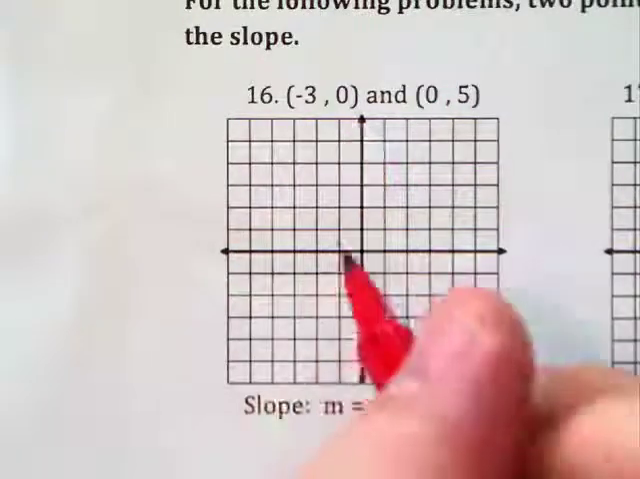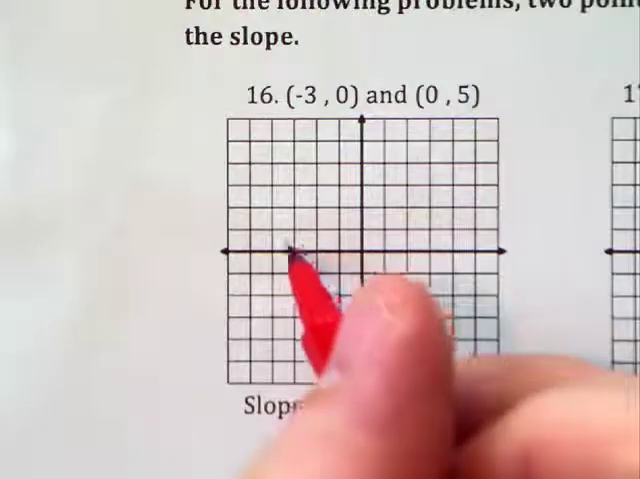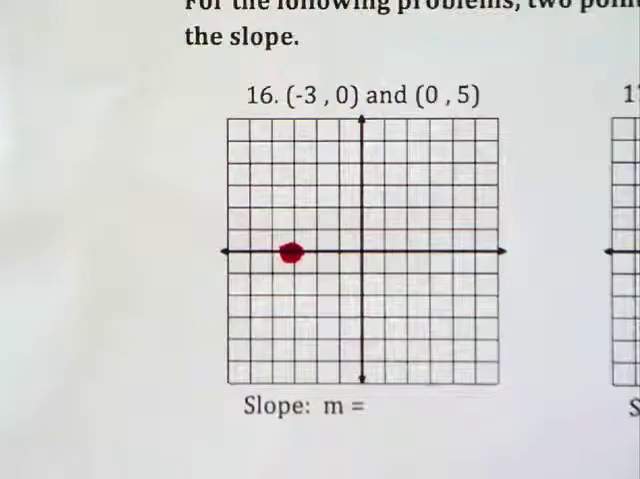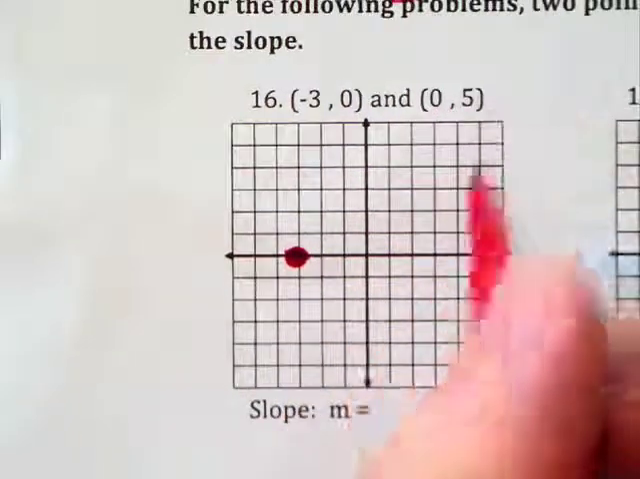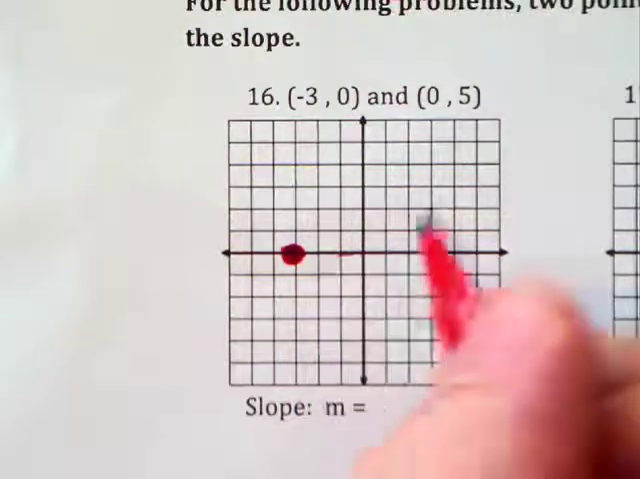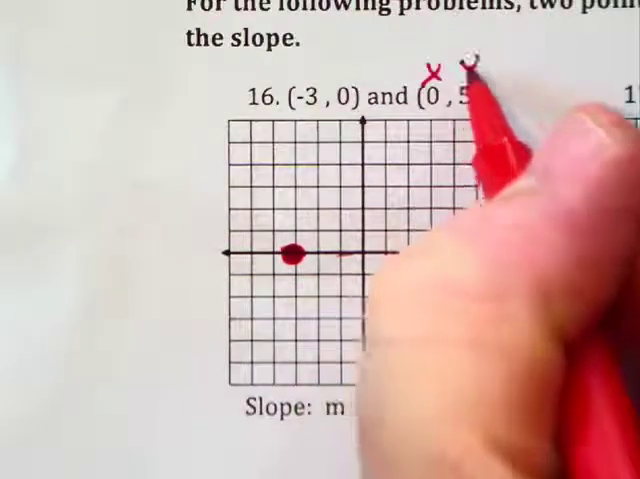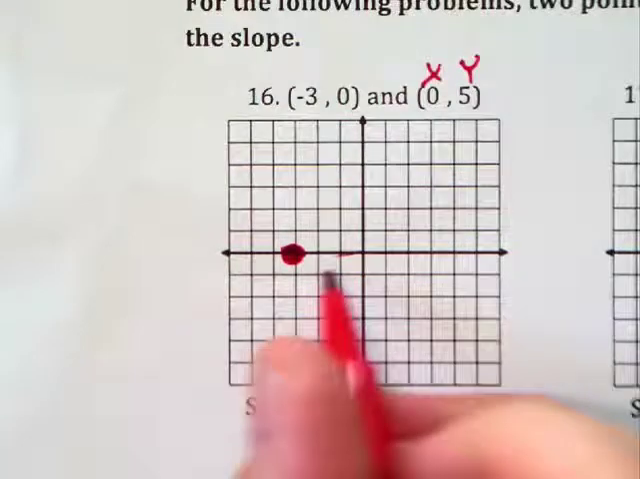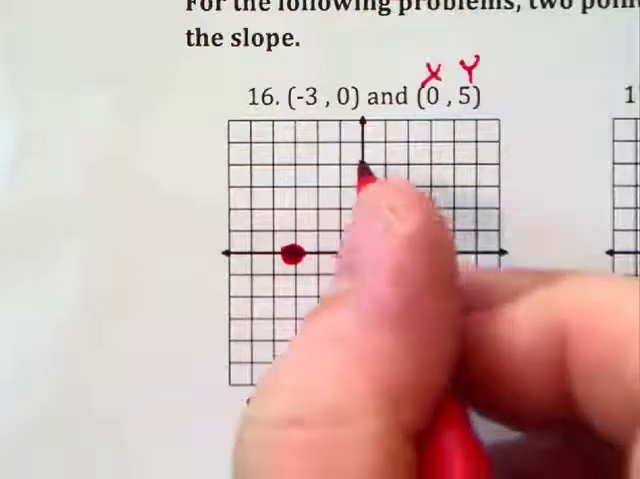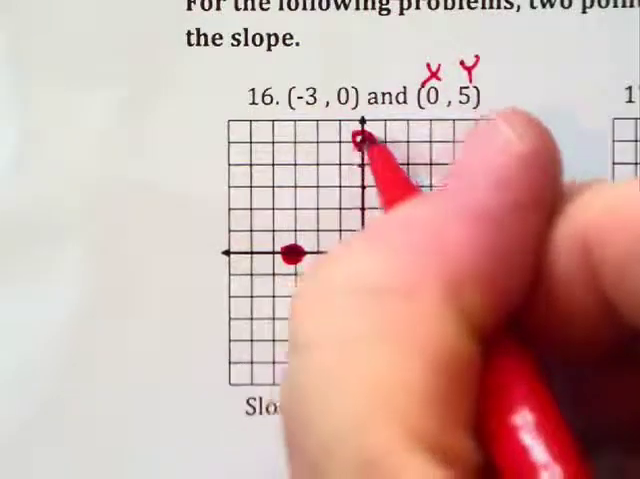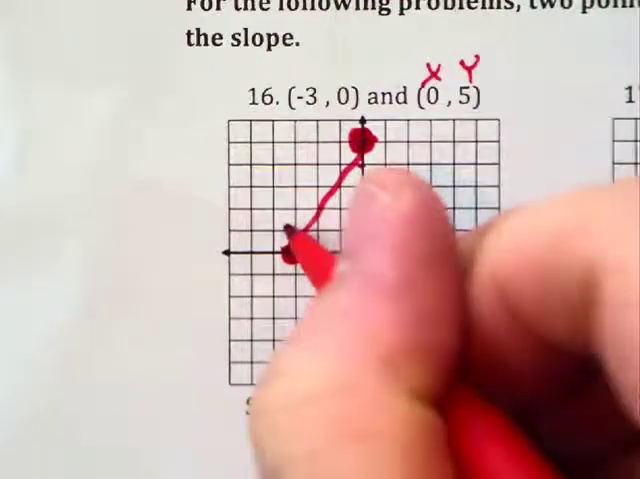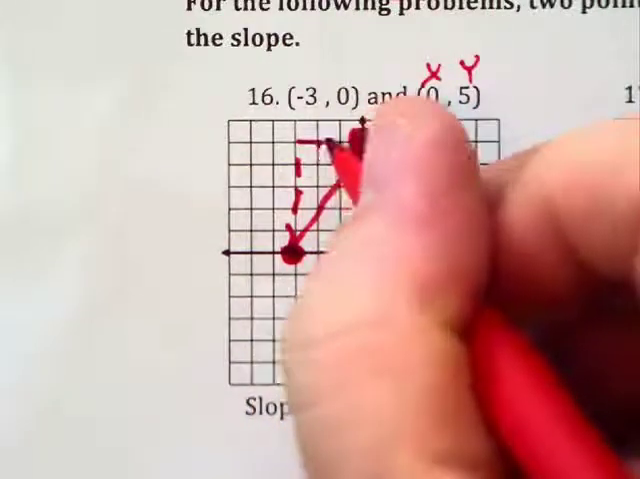(-3, 0). So -1, 2, 3. And then we're not going up or down. Our y is 0, so we'll stay at 0. And (0, 5). We don't go back or forth any because that's our x and that's our y. So our x is 0, but our y is 5. 1, 2, 3, 4, 5. So we'll put a point right here. Here's our line.